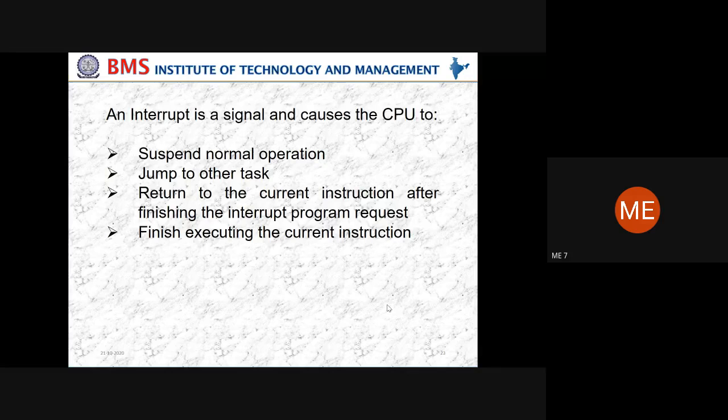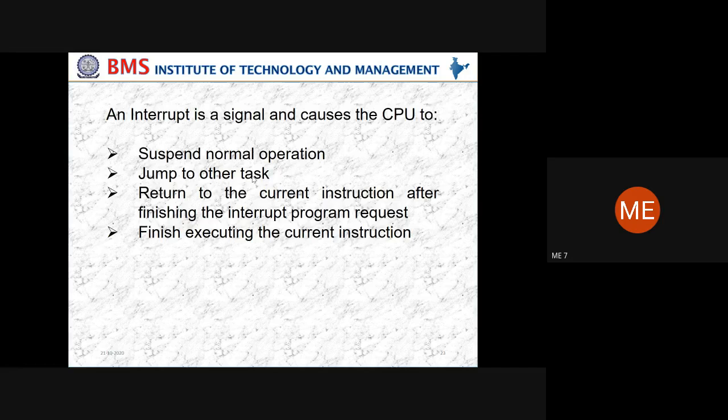Now an interrupt is a signal that makes the microprocessor do what? The interrupt is a signal which makes the microprocessor suspend its normal operation. Without any issue, the microprocessor was doing its normal operation. What the interrupt does first is suspend it.